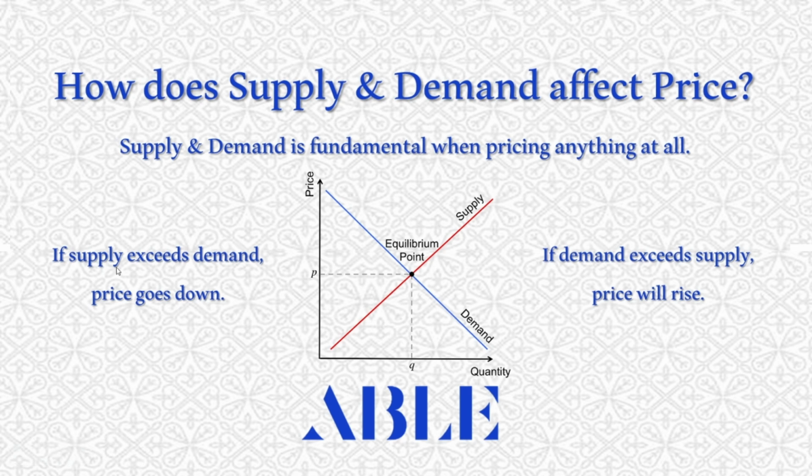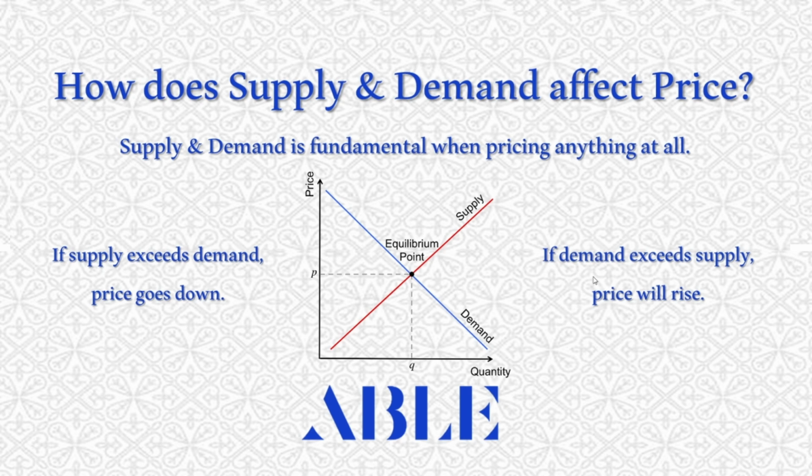So if supply exceeds demand, meaning there's more supply than demand, price will go down. An example of this could be old mobile phones, right? The supply of them is huge because everyone keeps getting new phones. We all have old ones, right? But the demand isn't very high. No one wants old phones, but we all have them. So as a result, the price of old phones goes down.